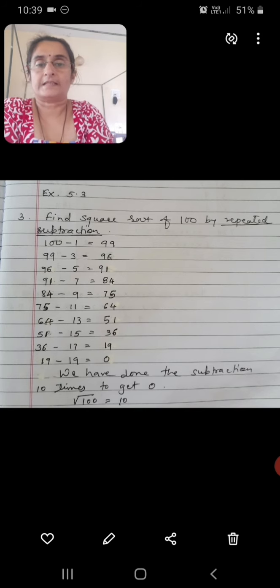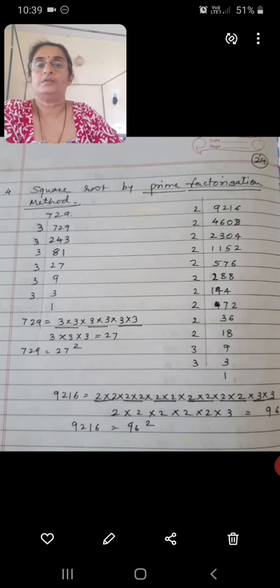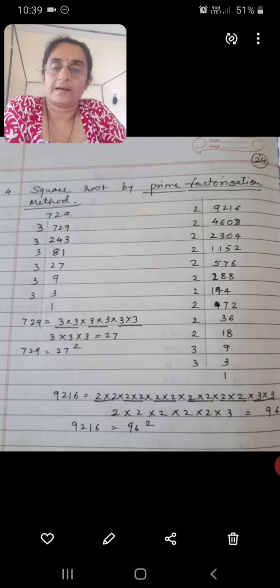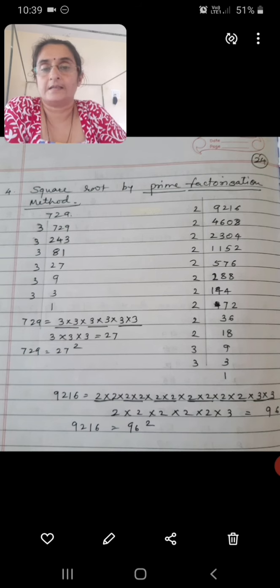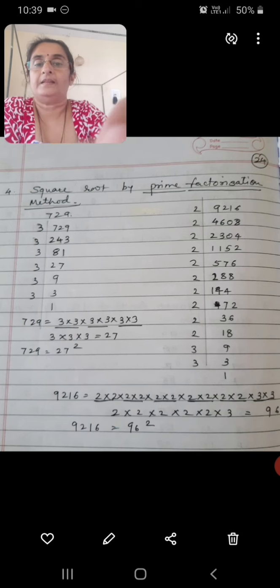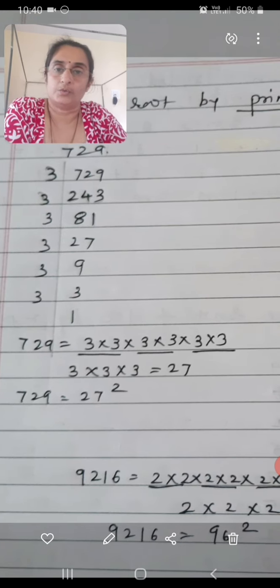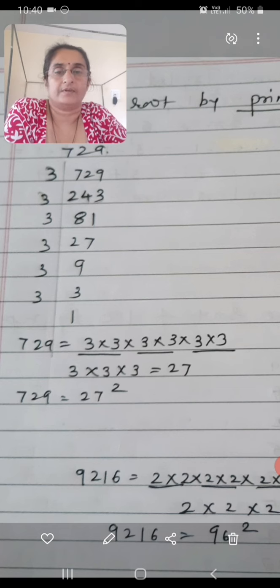Let us go to the next question, where using prime factorization you have to find the square root. Now you know prime factorization. In prime factorization you have to divide the given number only by prime numbers. Now the number given is 729. We have to divide. If the number is even, we will divide by 2. If the number is odd, then we will try 3, 5, 7, and the other primes.